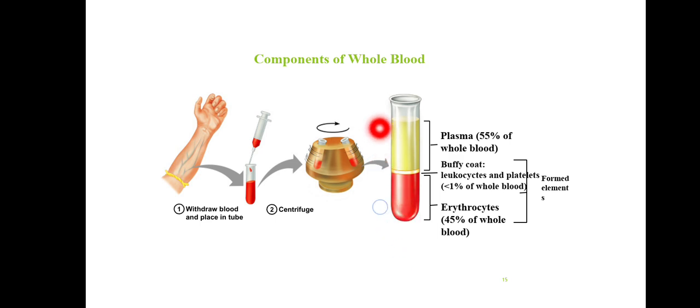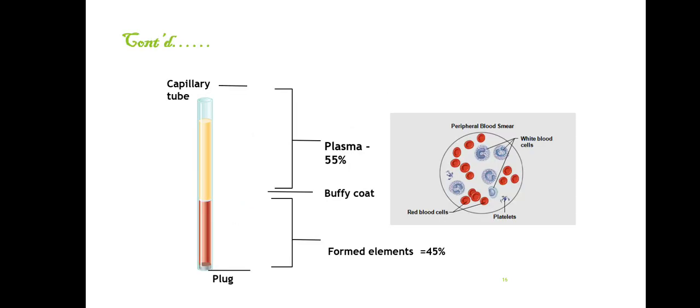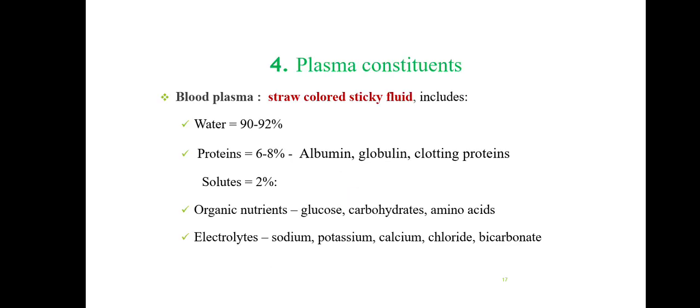This is due to density. Erythrocytes are denser than the plasma, so they are going to settle down, and because the plasma is less dense, it's going to be on top. Then here we just have the buffy coat, between the erythrocytes and the plasma. Now when you look at the capillary tube here, we are going to focus on the yellow part, the plasma, which is 55%.